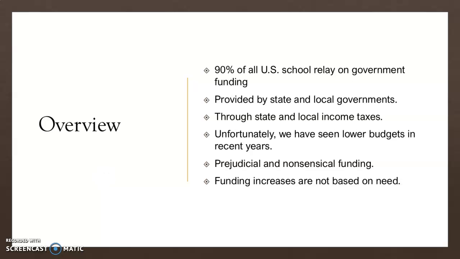Currently, over 95% of U.S. schools rely on government funding in order to maintain their education system, in which case the funding is typically provided by state and local governments through various state and income taxes. However, despite our booming economy, our schools have seen significantly lower budgets in recent years. In addition, funding continues to be prejudicial and nonsensical when it comes to who, why, and how much is provided. Still, funding increases are not based on need. Therefore, the result is that some schools, the most in need, are required to do more with less.